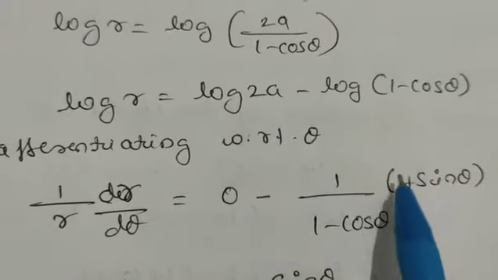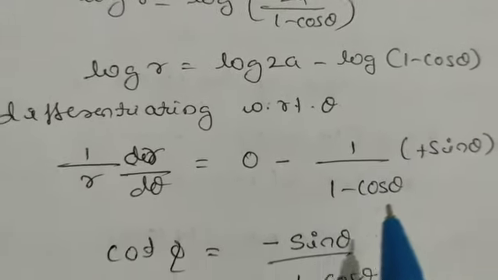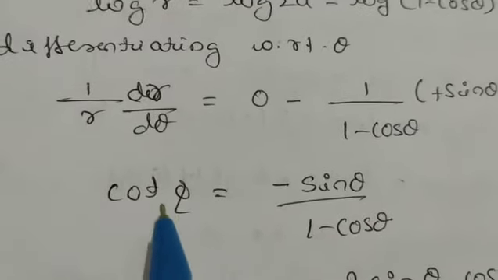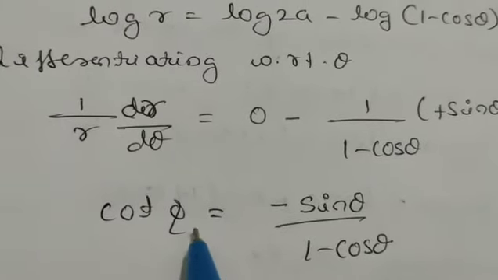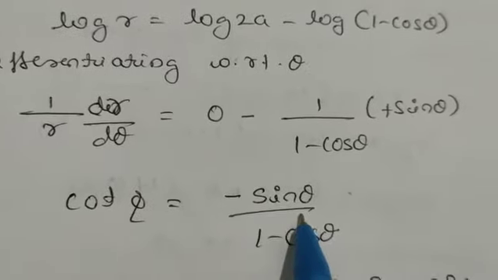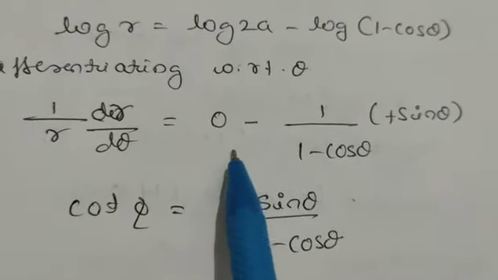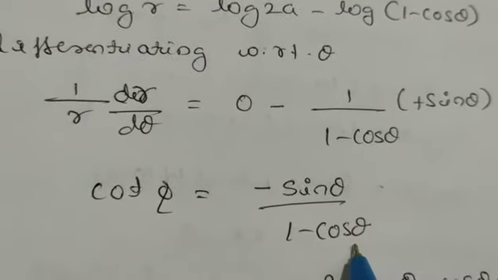Because the derivative of 1 is 0, and the derivative of minus cos theta is sin theta. So cot phi, this is again 1 by r dr by d theta, is cot phi. Cot phi is equal to, this is again, minus sin theta divided by 1 minus cos theta.